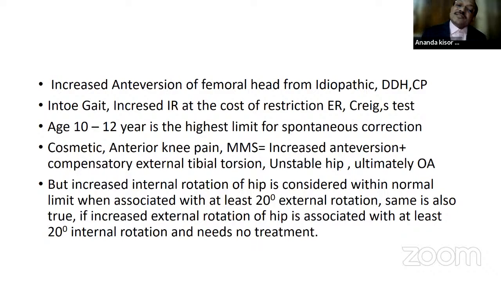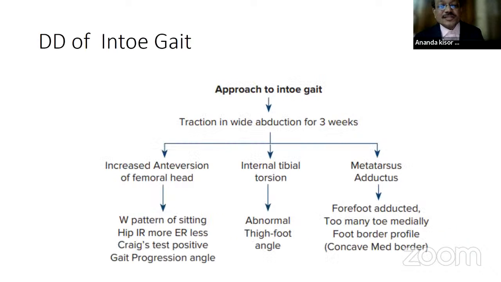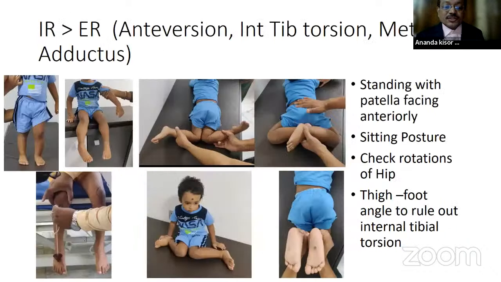Similarly, if it is a retroversion or slipped capital femoral epiphysis, and there is increased external rotation of the hip associated with at least 20 degrees internal rotation, we need no treatment. So basically, this is the theory.